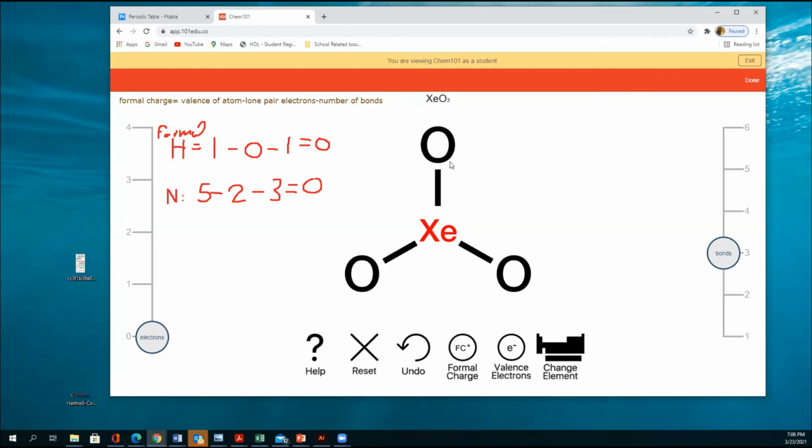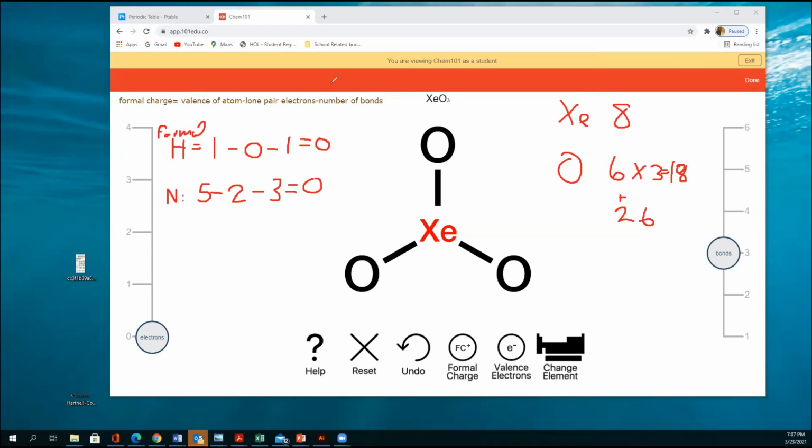So xenon has 8. Oxygen has how many? 6. And we have 3 of those, so times 3. So that's 18. 18 plus 8 is 26. So we have 26 electrons that we're working with.